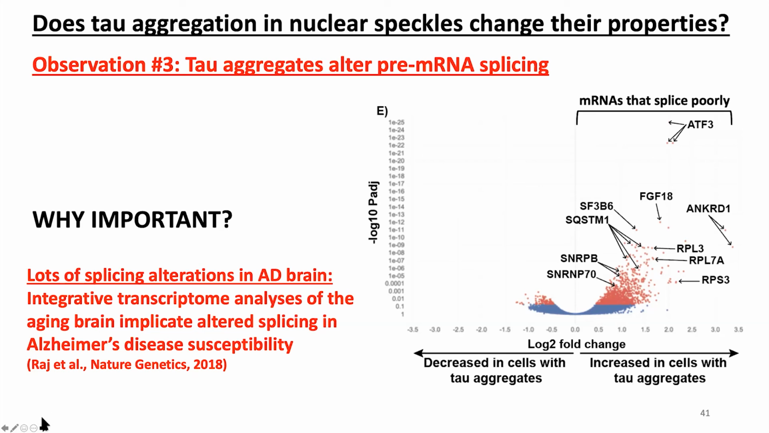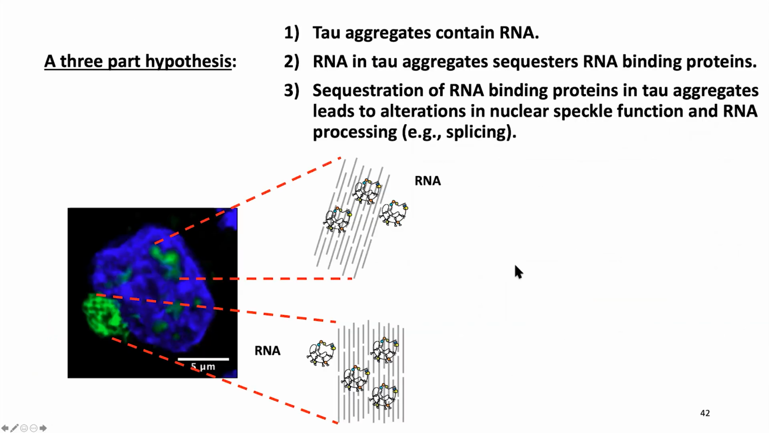All right, so this has led us to this hypothesis for thinking about what's going on in some of these neurodegenerative diseases that are driven by tau aggregates: that these tau aggregates contain RNA, that RNA and tau aggregates help to recruit RNA binding proteins into them, and that when you sequester RNA binding proteins into tau aggregates, that changes where they're localized in the cell, changes their function, and can lead to changes in both nuclear speckle organization, but probably more importantly, RNA processing. And if you change RNA processing, you change all kinds of downstream gene effects because you're making a different set of proteins in the cell.